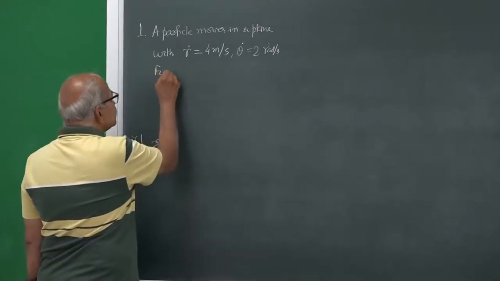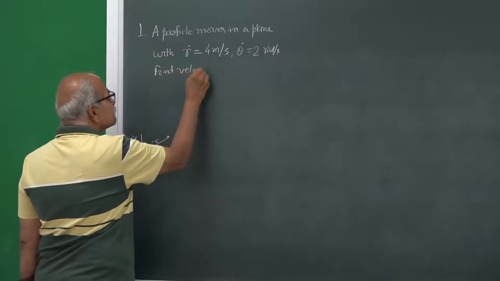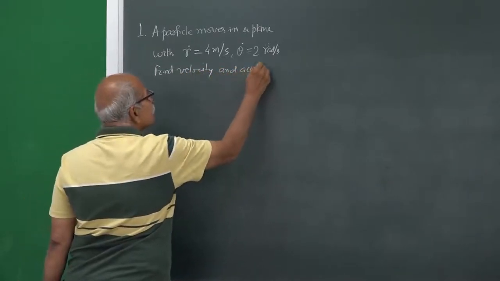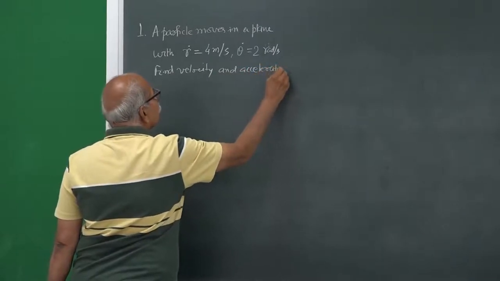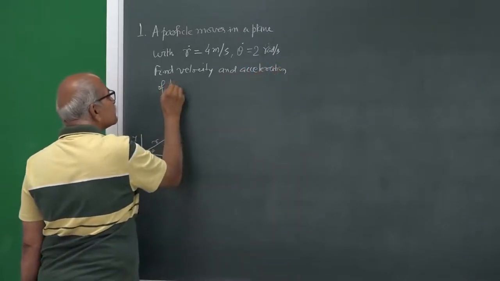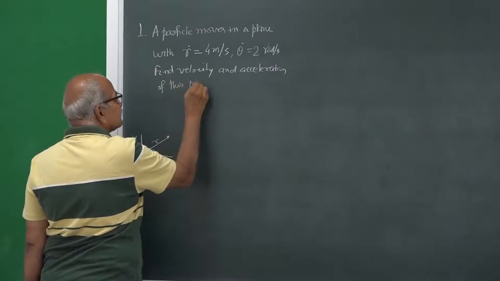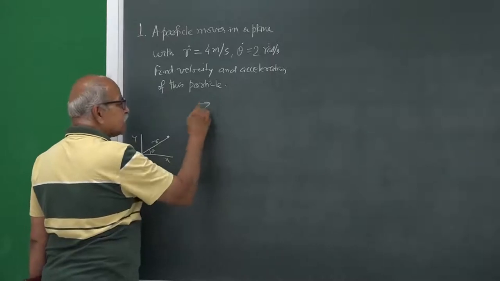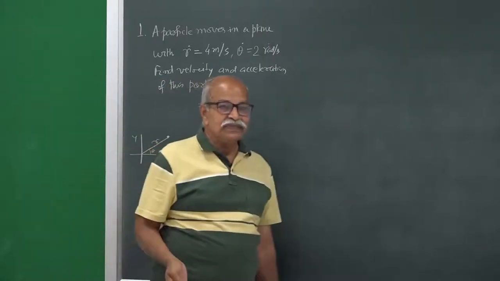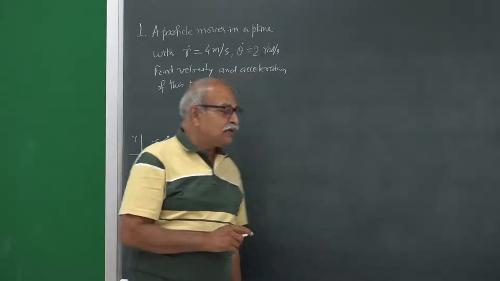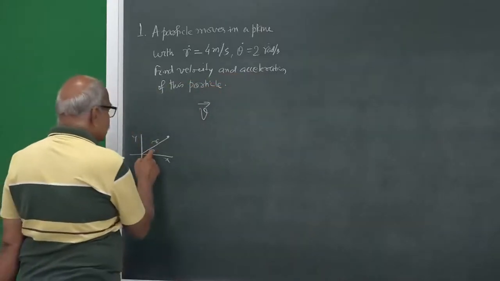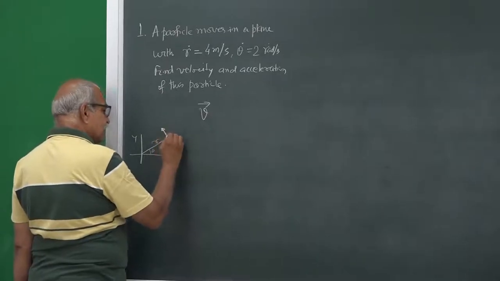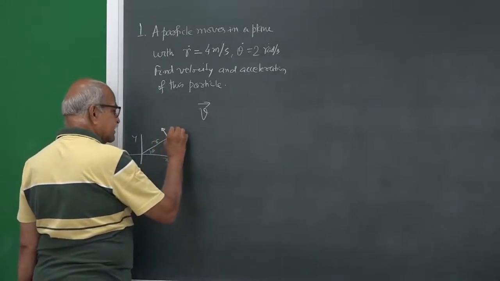Find velocity and acceleration of this point, of this particle. Okay, so as you know, what is velocity? Velocity has two components, radial component and transverse component. I call this theta cap direction as transverse direction, and r cap direction is the radial direction.